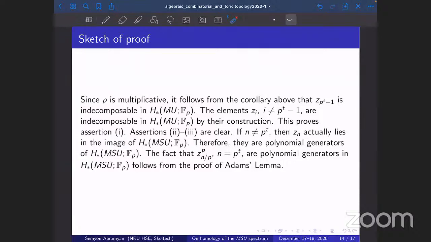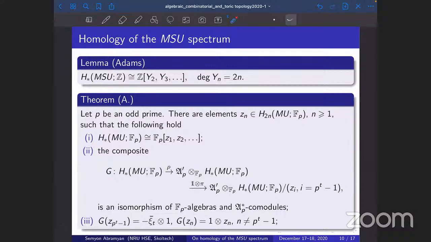We have described the composite. It is an isomorphism because we know that this composite maps Z_n to itself for n not equal to p to the power t minus one, and it maps the other Z's to polynomial generators of AP prime. Therefore, this map is an isomorphism.